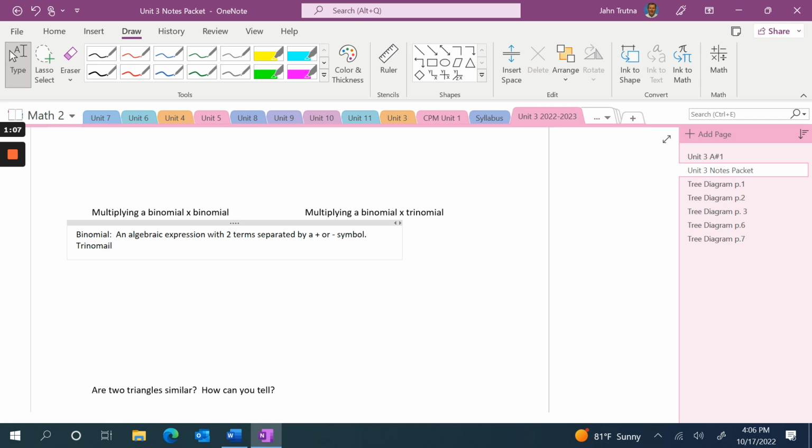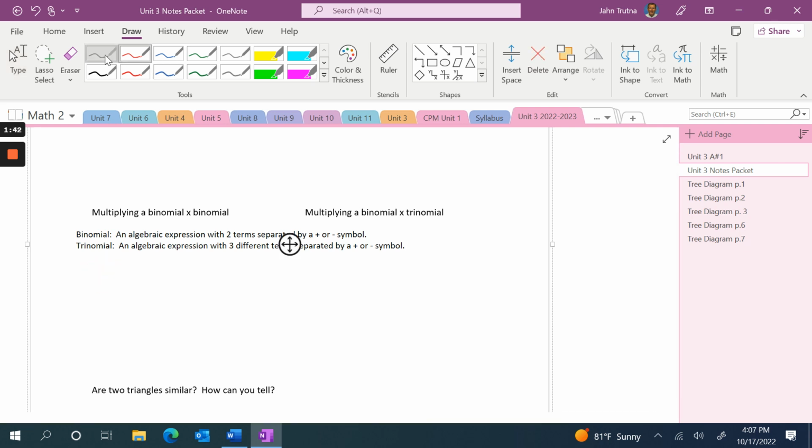Trinomial is an algebraic expression with three different terms separated by a plus symbol or minus symbol. Okay?